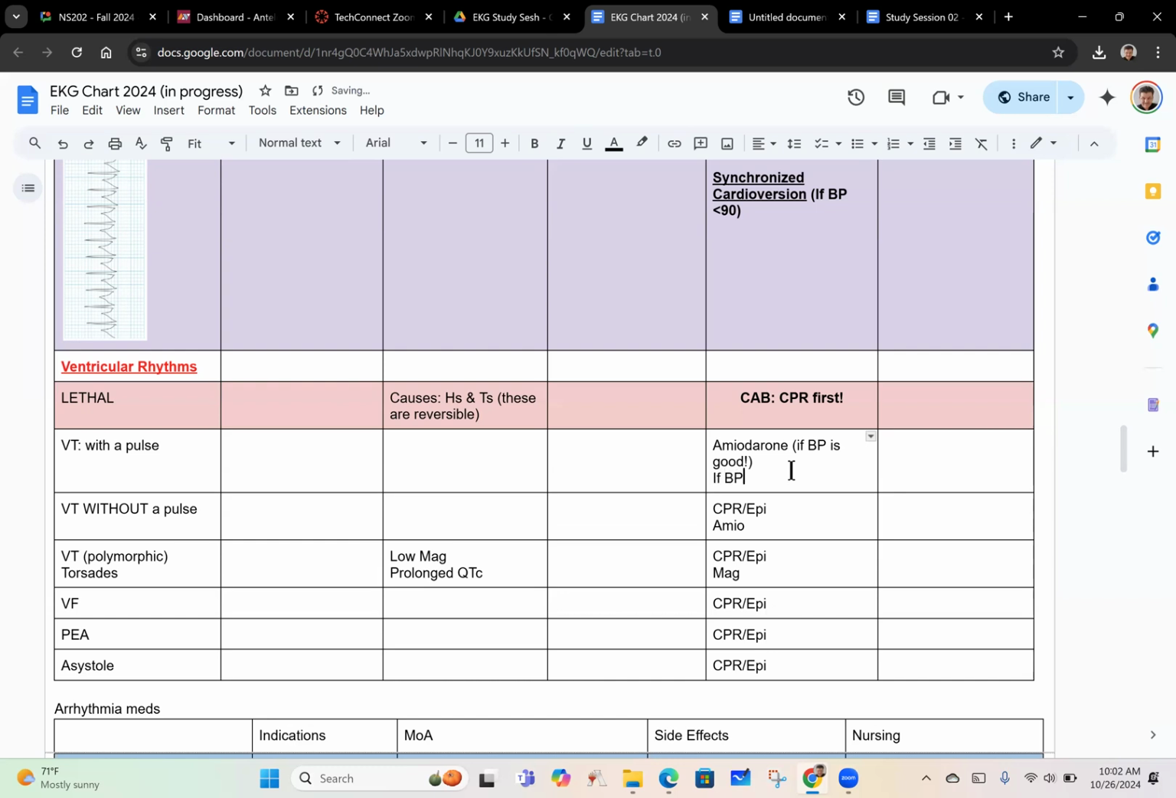If BP is not good, what do you do? You can't give amiodarone because it can make your BP low. That's one of the side effects. So BP not good, less than 90, what do you do? You give them fluids? If you worked in the hospital setting, you're like, blood pressure's low, give fluids, give a bolus. Yeah, that can work. It can be temporizing, but the best thing is to fix an underlying cause or to get them out of that rhythm with what?